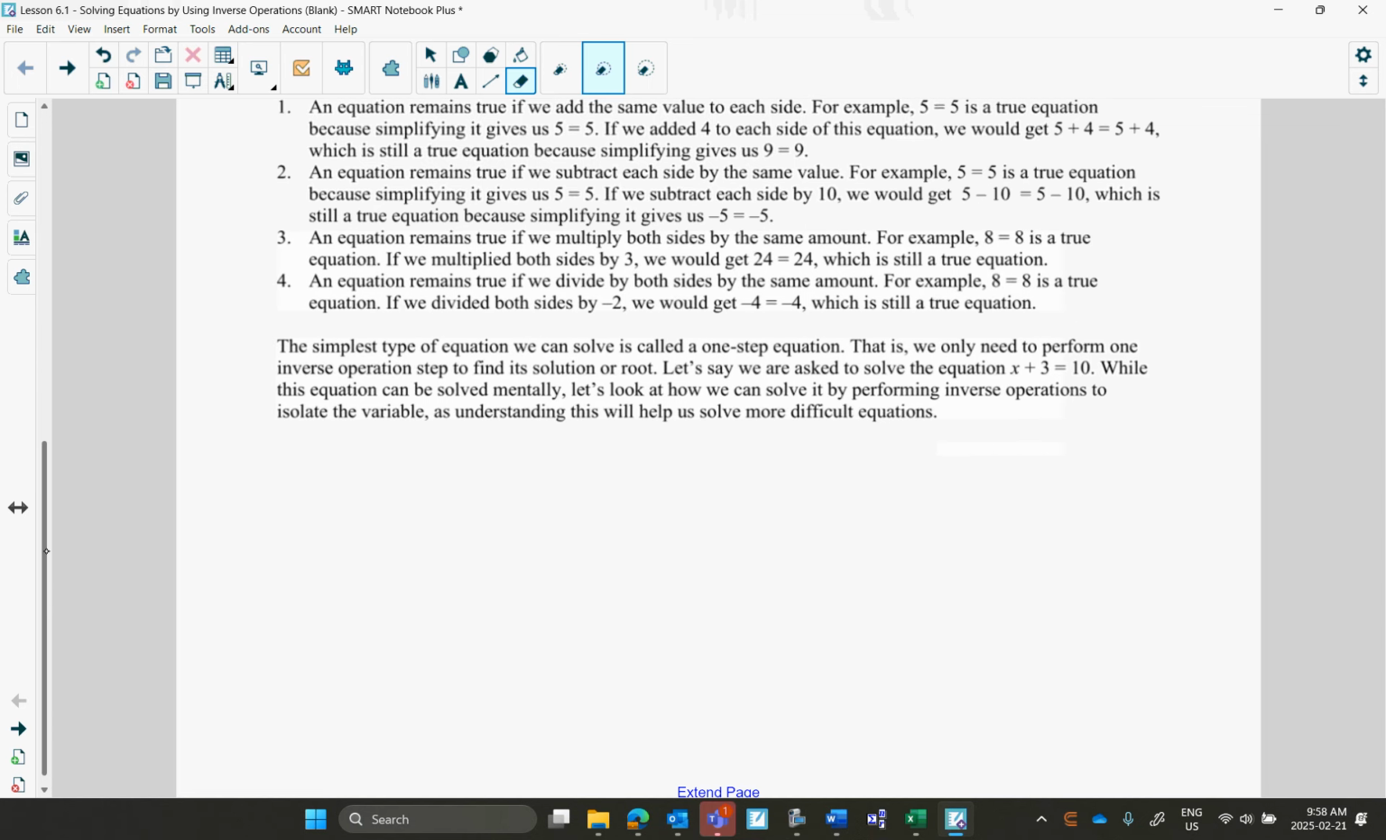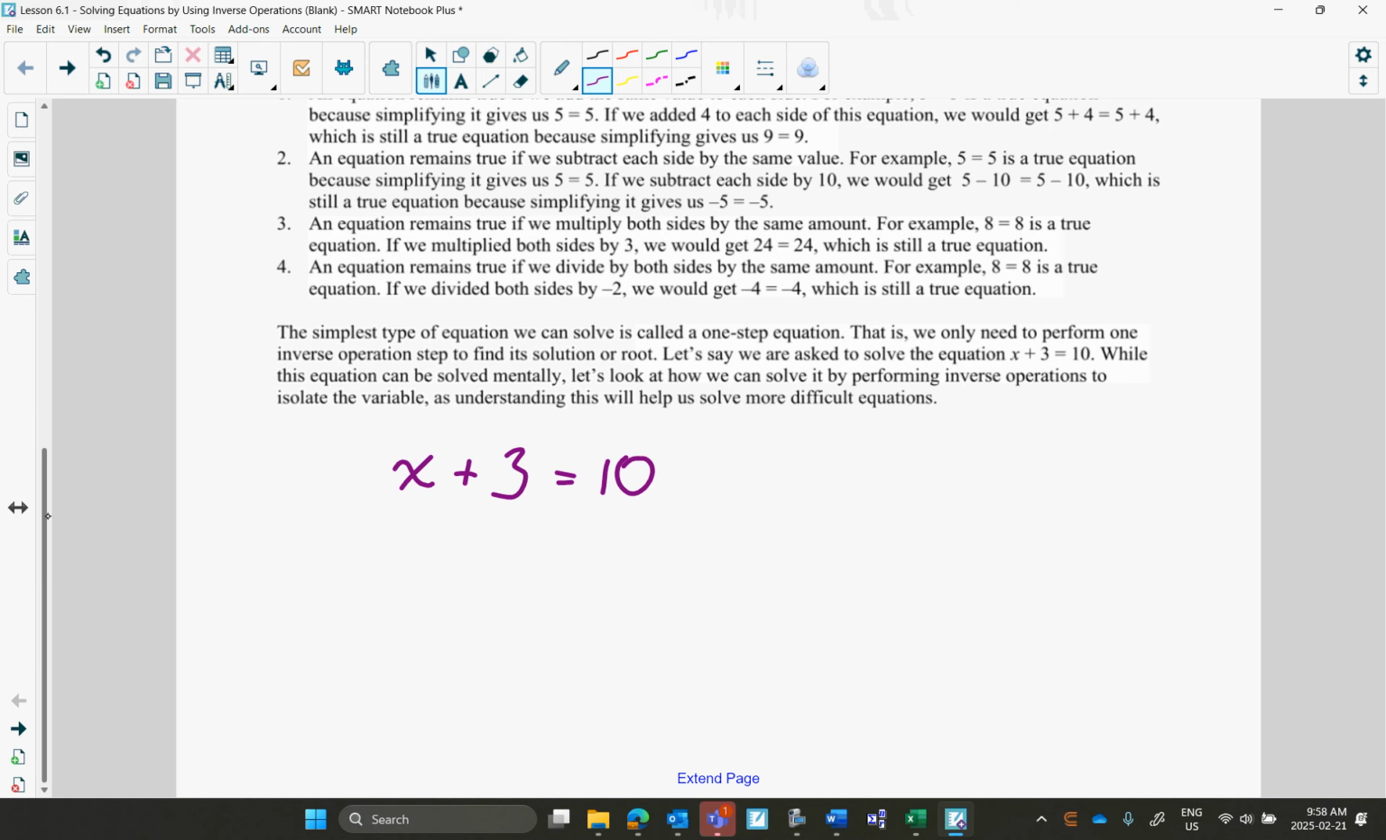So this first example, I think if all of you looked at this, you would be able to do it in your head. So yeah, x is 7, right? The 7 plus 3 is 10. Here's how we would do inverse operations. And I think you guys did some of this in middle school. Yes? Not sure? Maybe? Okay.